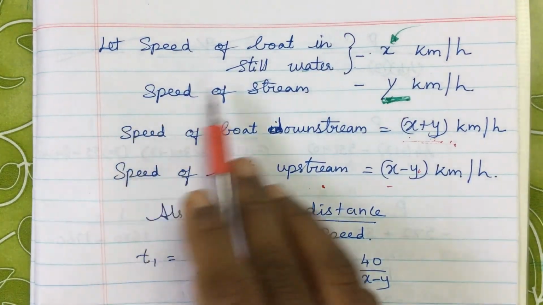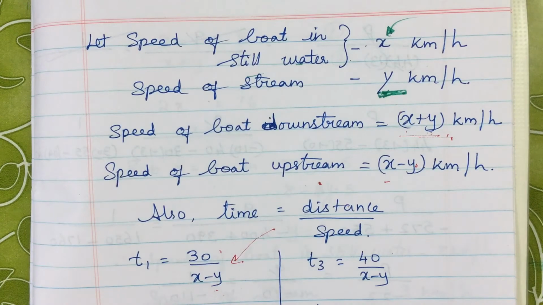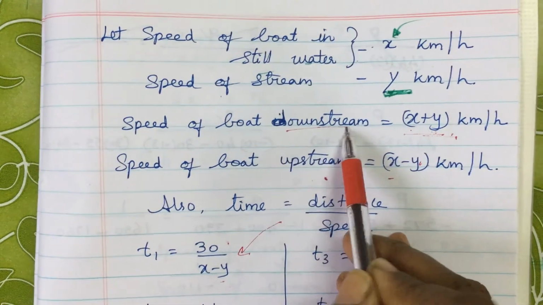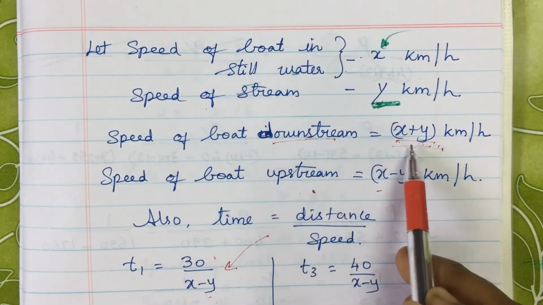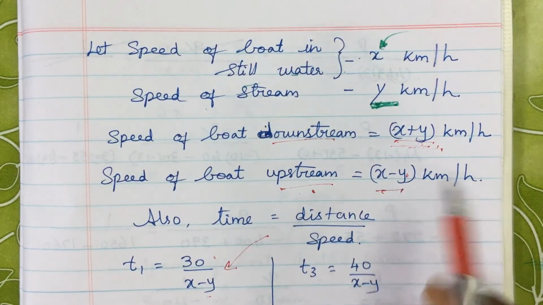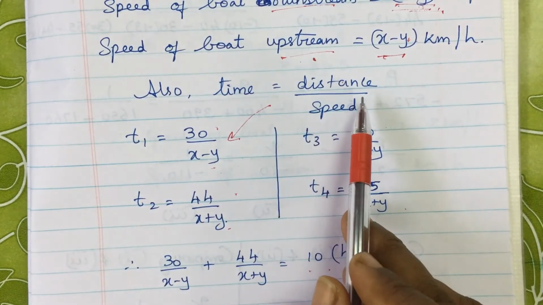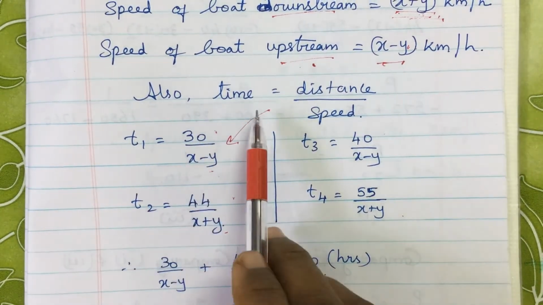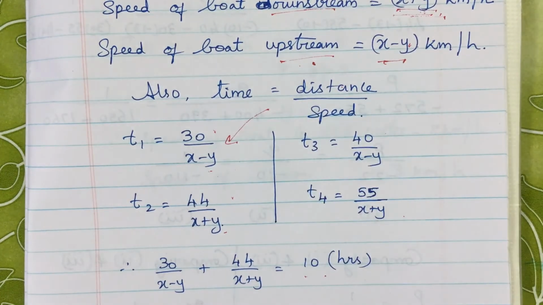So here I have written whatever I explained. I assume the speed of the boat in still water as x km per hour and speed of the stream as y km per hour. Downstream is both moving in the same direction. So I have added the speeds. And upstream means both moving in different directions. So I have subtracted the speeds, right? This formula is from your physics subject. There, time is equal to distance by speed. It's a general formula to calculate your distance or time or speed.